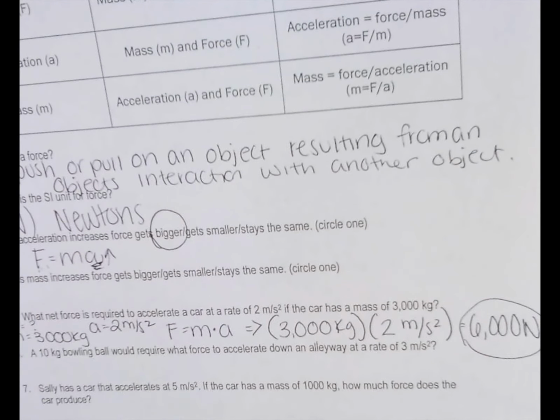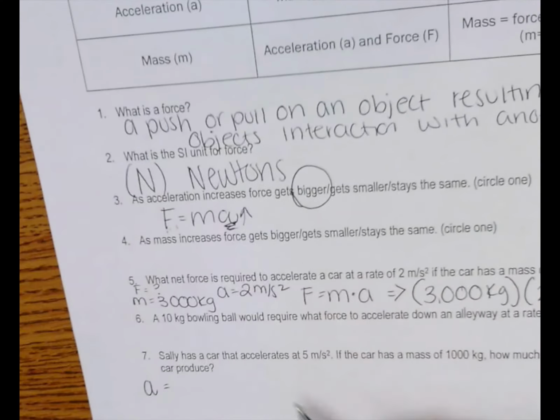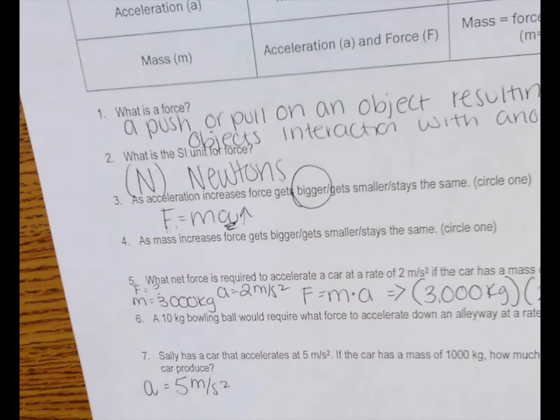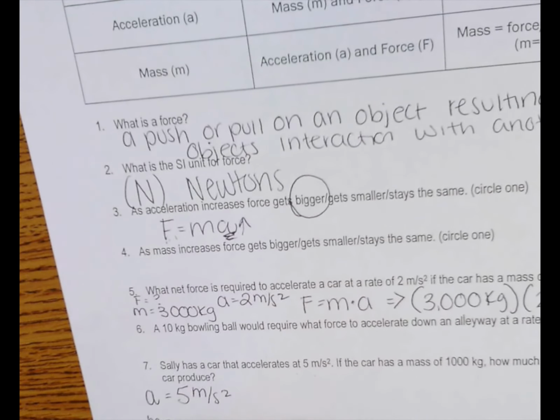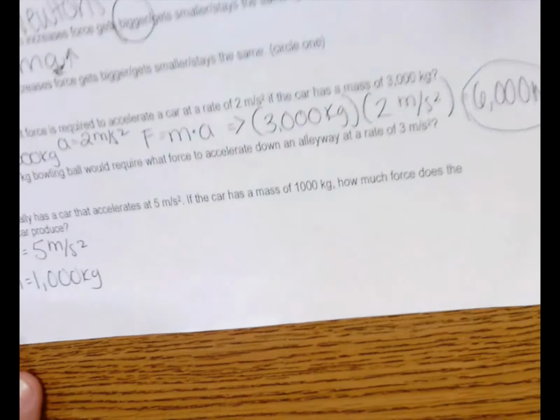Number 7. Sally has a car that accelerates at 5 meters per second squared. So we know that the acceleration is 5 meters per second squared. If the car has a mass of 1,000 kilograms, so mass equals 1,000 kilograms, how much force does the car have? So again, we're going to be solving for F in this example.